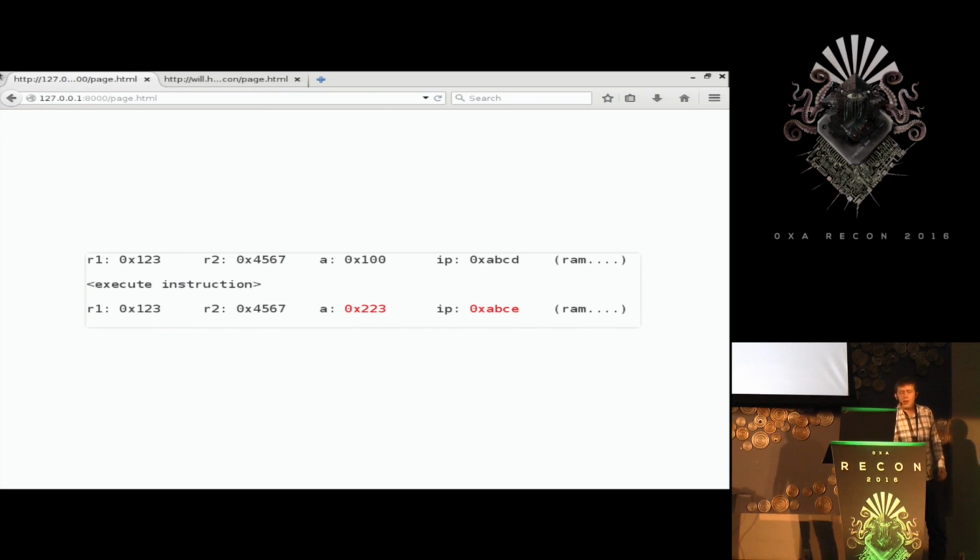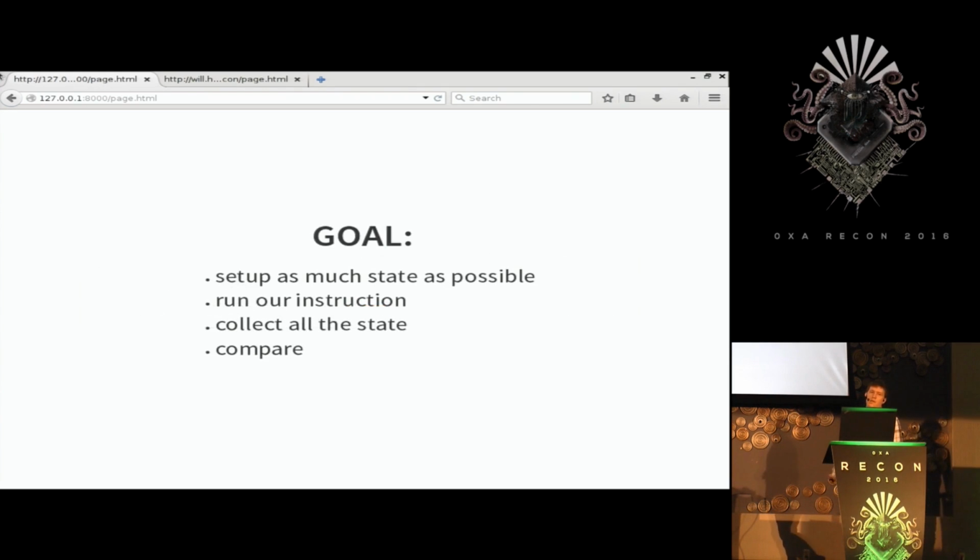So observing this would be trivial if we had a debugger, because you could just single-step it and then dump all the values. But in this case, we don't even know if a debugger exists, and if it does exist, we don't know how to use it. So the goal for a test bench to try and go after these things is to set up as much state as possible on the core using the instructions we already know about, which is move immediate, run an instruction that we don't know what it does, collect all the state that we can, and then compare it against our model of what that instruction should have done.